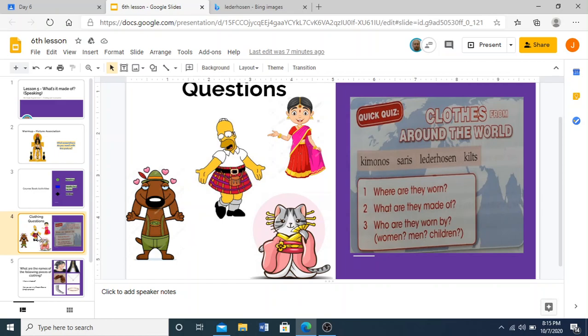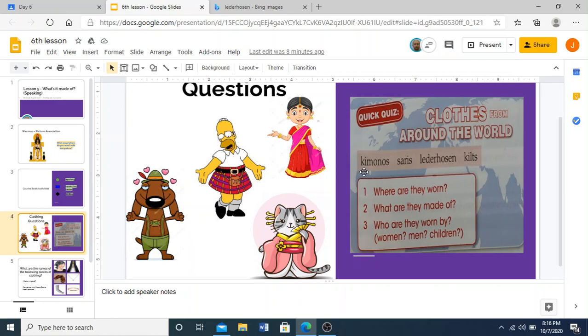clothes from around the world. So remember, some 2 days ago, we discussed kinds of clothes and where they're from. So these pictures here represent these kinds of clothes around the world that we have here. We have the kimonos, the saris, the leather hosen, and kilts. So each picture represents one of these clothes around the world.